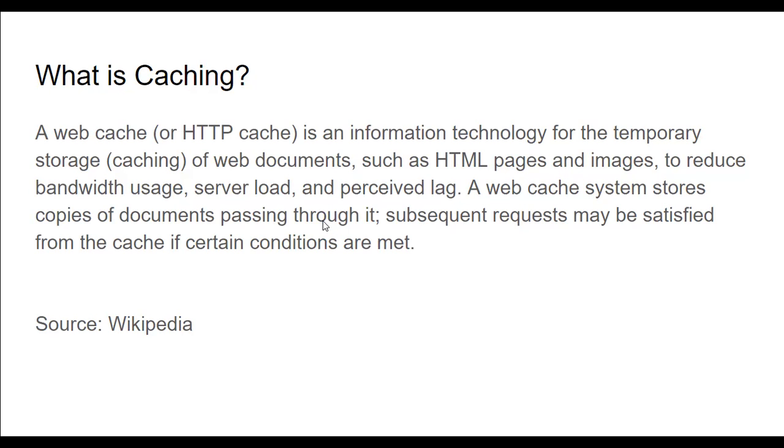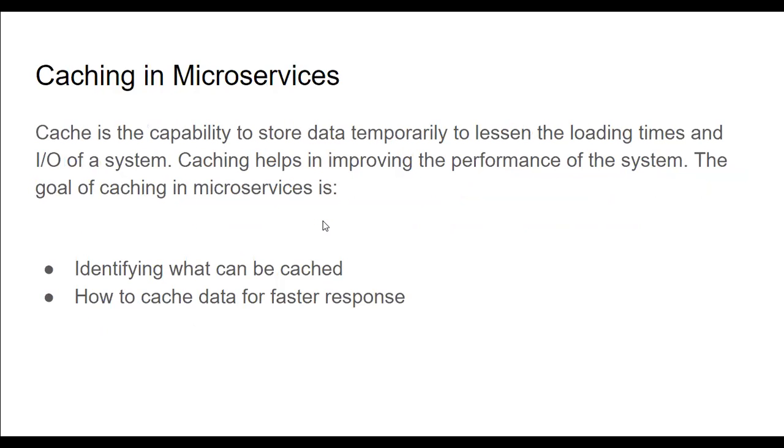Now, how do we implement caching in microservices? Cache is the capability to store data temporarily to lessen the loading time and input output of a system. And caching helps in improving the performance of the system. So the goal of caching in microservices is to identify what can be cached and how to cache data for faster response.